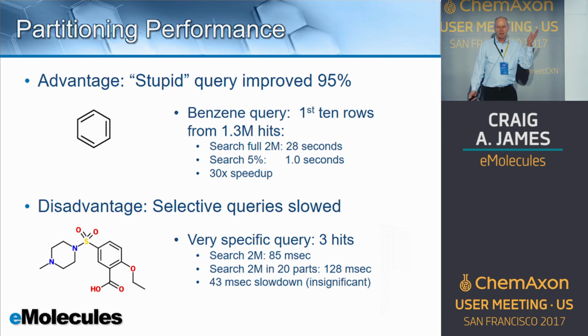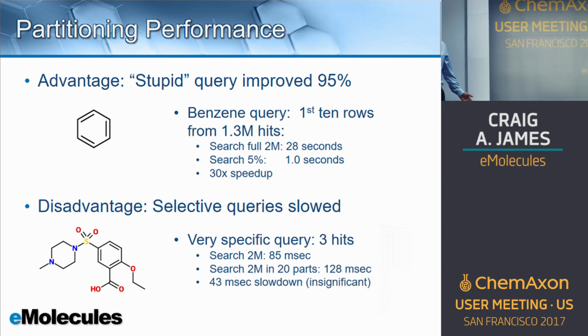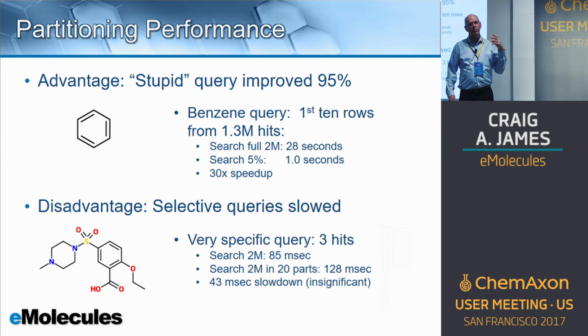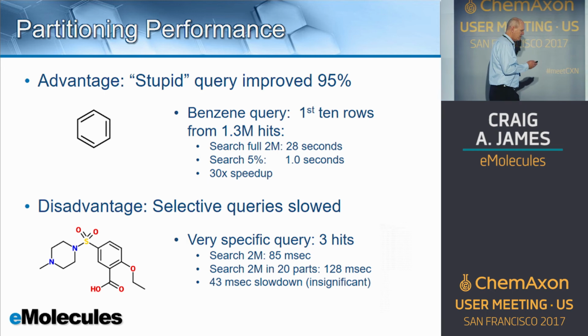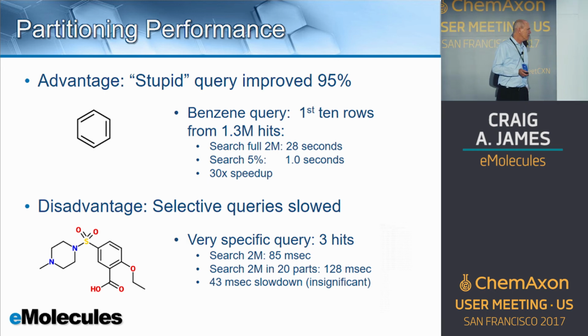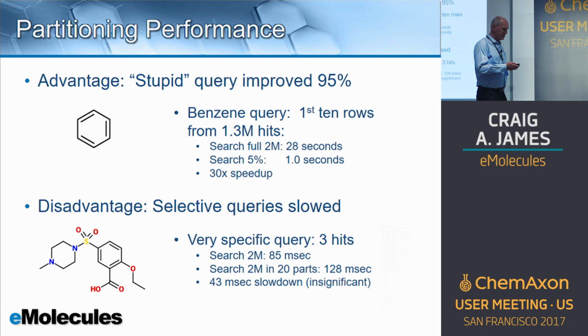But then you might say, well, what about the selective query? You know, it's going to return 3 hits, 17 of the partitions it queries, it's not going to find anything. Did we waste a bunch of time here? What's worse than that is that it actually has to replan the query for each one of those. So it's going to do an SQL query, it's going to do the plan, it's going to execute the plan, it's going to give you the results. How bad is that? Well, it turns out the 2 million compounds, it took 85 milliseconds to do this query, which is amazing. When we search 2 million compounds in 20 parts, it takes 128 milliseconds, which is a 43 millisecond slowdown. Who cares? This is amazing. So it works out really well to partition tables this way.